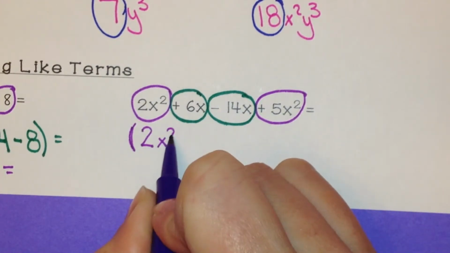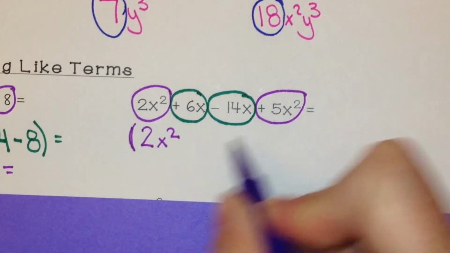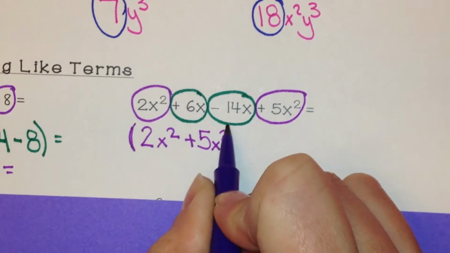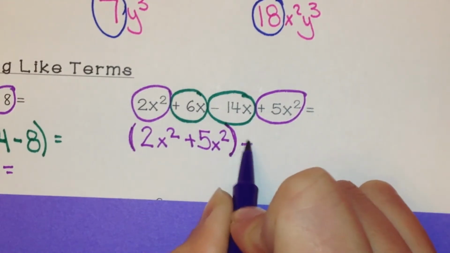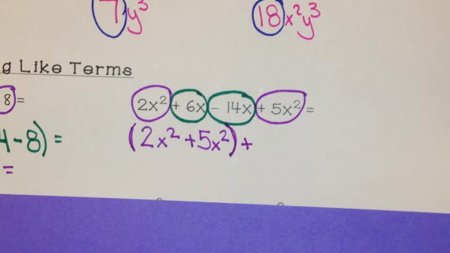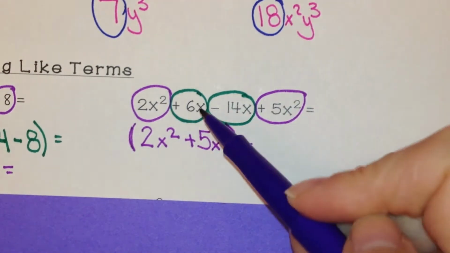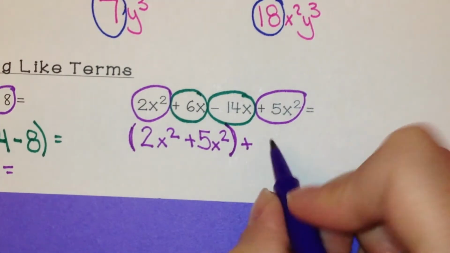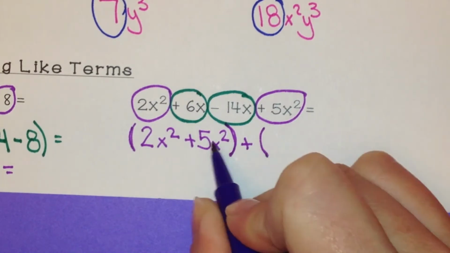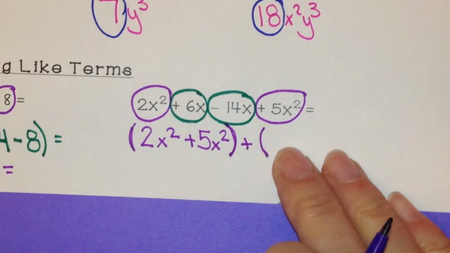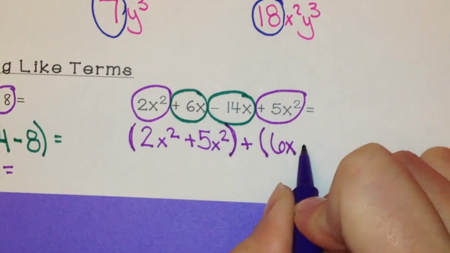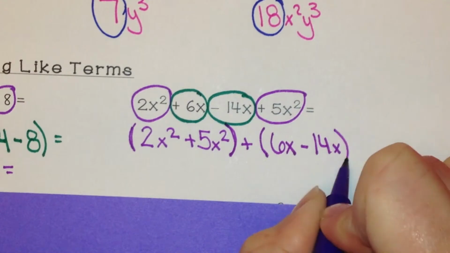So I have 2x squared, and I have a plus 5x squared. Okay, between the parentheses, I'm just going to put a plus because you can always add. It doesn't matter if the first term is positive or negative because you can always add on a positive or negative value. So I'm not worried about that. I'm just adding the like terms to the other like terms. So here we have 6x minus 14x.